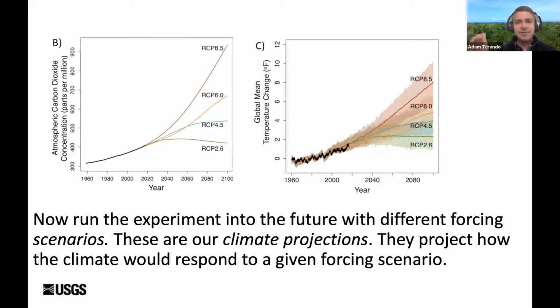Okay, so we've done all that. We take our control runs. We start at different points along the control run, provide the climate model the forcing conditions for the past, and now we run the experiment over the past and into the future with our different forcing scenarios. These are then our climate model projections. They project how the climate would respond to a given forcing scenario.